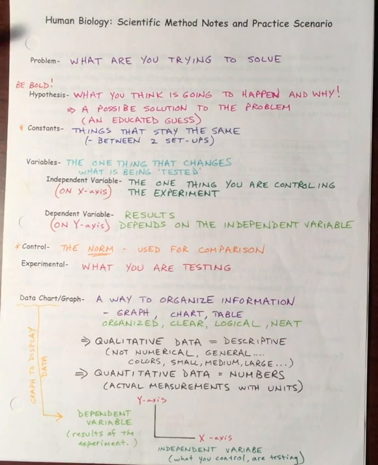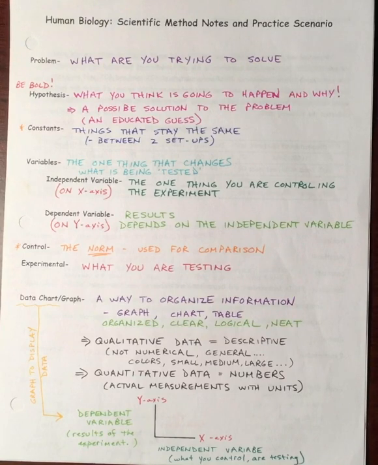So once again, problem: what are you trying to solve? Go through, read your little scenario, read your lab. This is always given to you within an experiment. You guys need to create a hypothesis. Your hypothesis, if you are working with partners or collaborating within groups, does not have to be the same as everybody else in your group. You can still work together and collect data. This hypothesis is yours. What do you think is going to happen and why?